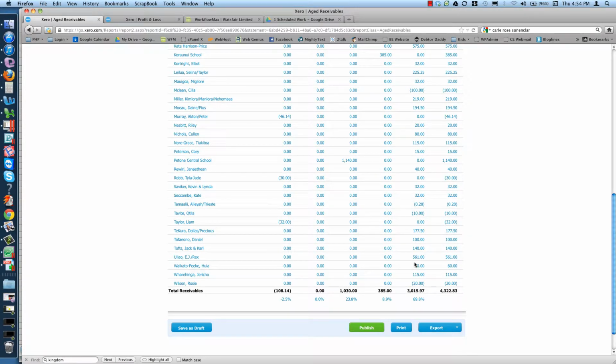The other possibility here is that these are actually collectible, in which case we would do nothing. If we find that these items need to be written off, one of the tax rules in New Zealand is that you can't write off a bad debt unless the decision was made before the end of the tax year.